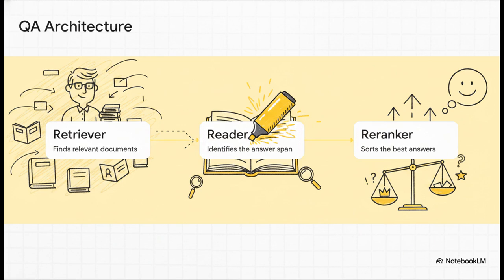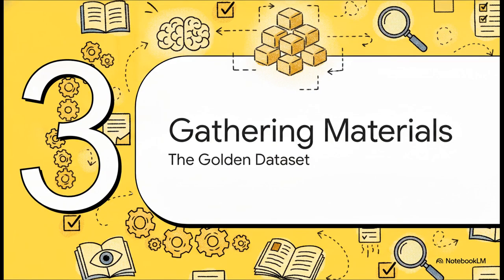First up, the retriever. Think of this as your reference librarian fetching the top documents that might have the answer. Step 2 is the reader. This is our AI acting as that highlighter, scanning those specific documents to locate the exact answer span. And finally, Step 3 is the re-ranker. It acts like a judge, sorting the best extracted answers so that we hand the absolute highest quality response right to the user.